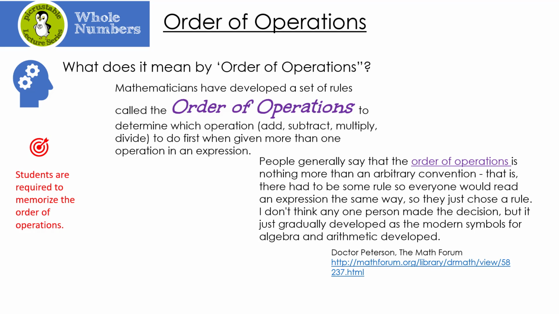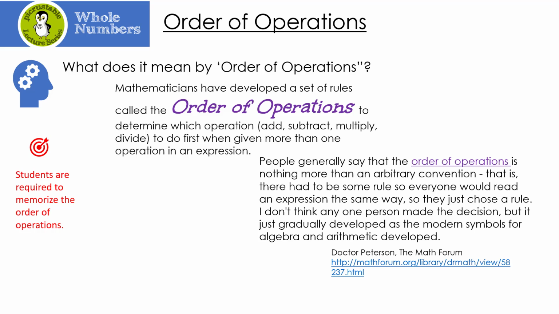I love the Math Forum. Dr. Peterson from the Math Forum said, "People generally say that the order of operations is nothing more than an arbitrary convention. That is, there had to be some rule so everyone would read an expression the same way, so they just chose a rule. I don't think any one person made the decision, but it just gradually developed as the modern symbols for algebra and arithmetic developed." What does that mean exactly?